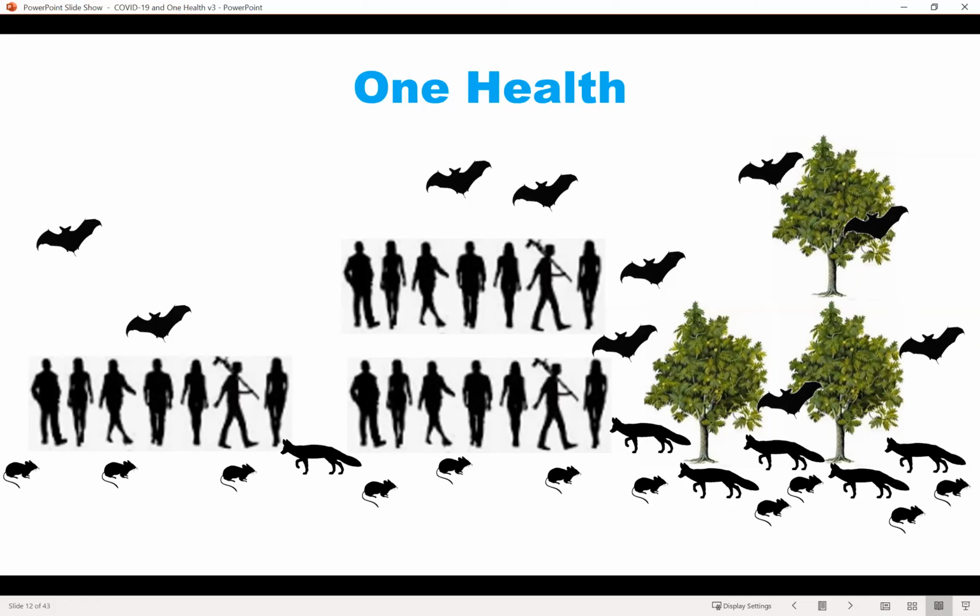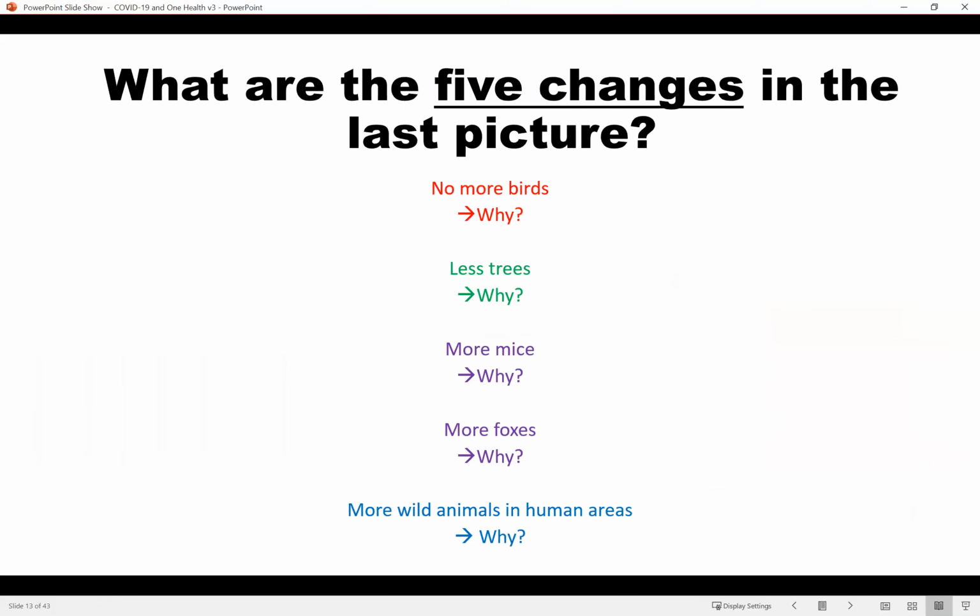So if you take out the birds from the picture that are eating those berries and carrying those seeds, well, you don't spread trees. And so the trees start dying because trees die, but they're not reproducing or replicating at a rate they used to. So we start losing that. And so we went over the five changes, talked about there's no birds, less trees, mice, and more animals in the human areas because they're just being pushed out of their natural territory.